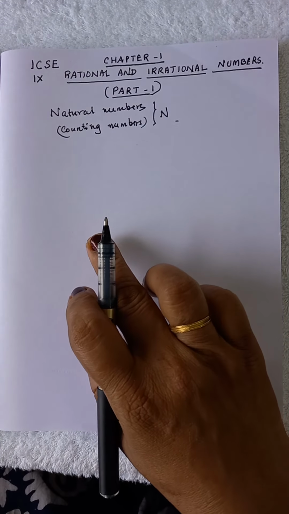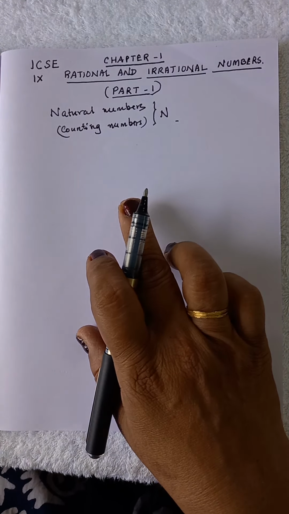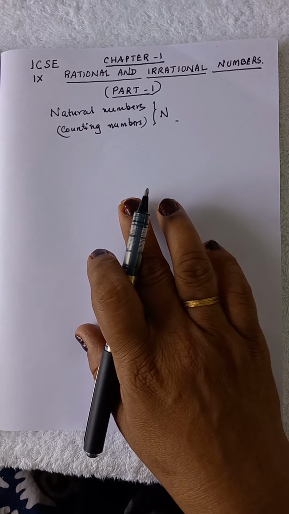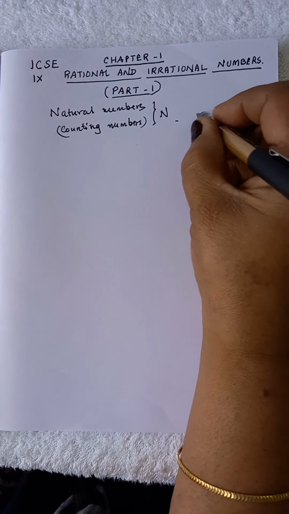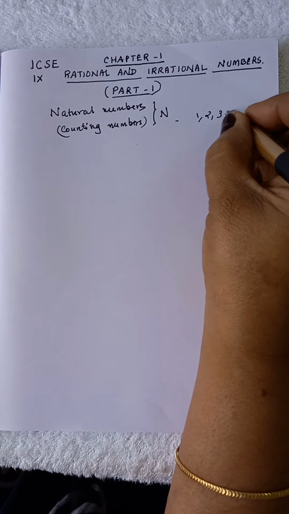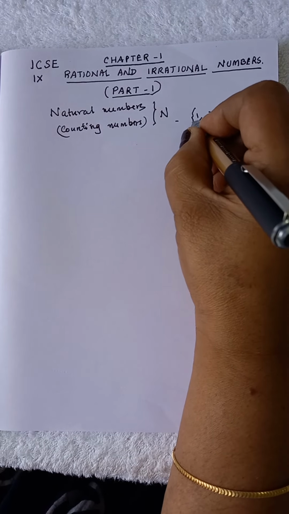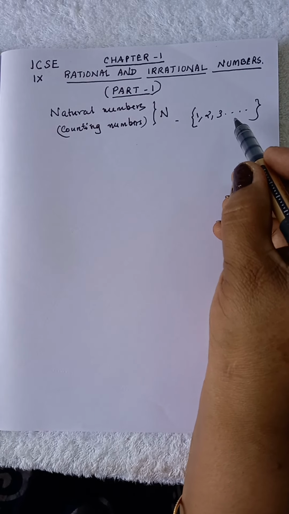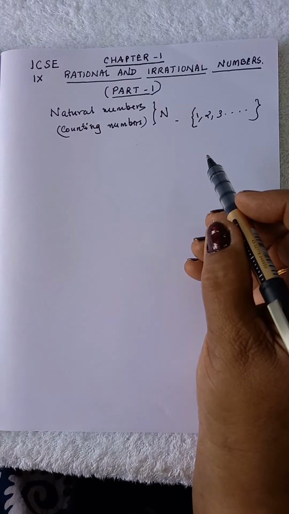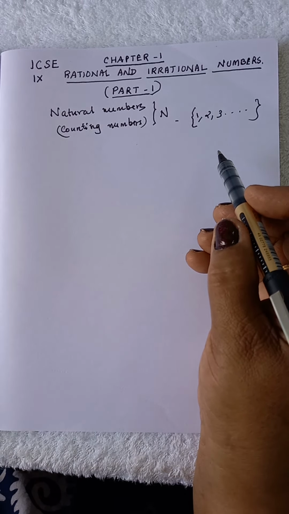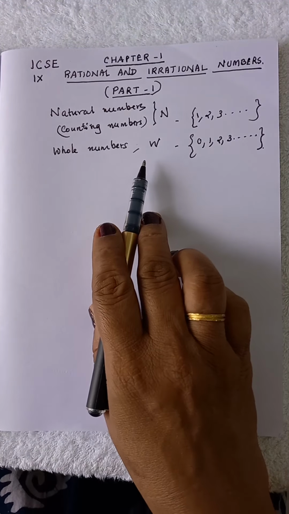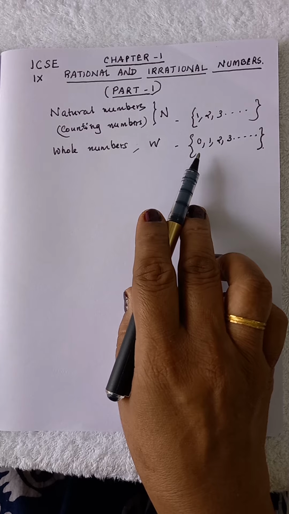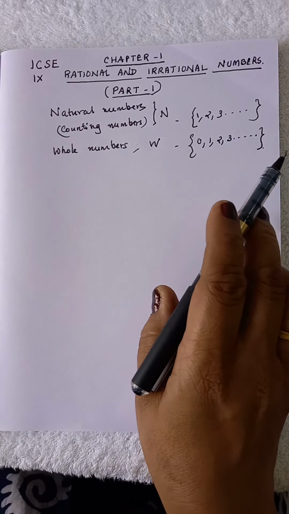What are natural numbers? Natural numbers are nothing but the counting numbers, and it is the set of numbers 1, 2, 3, etc. If we include 0 also to these natural numbers, we get whole numbers. Whole numbers are denoted as capital W. So, whole numbers is the set of numbers 0, 1, 2, 3, etc.